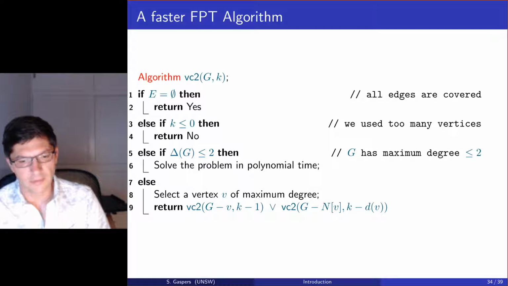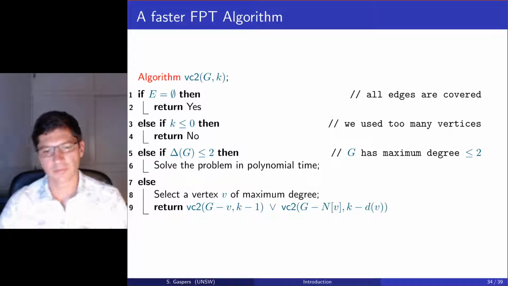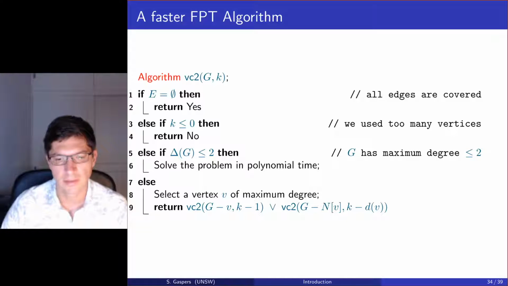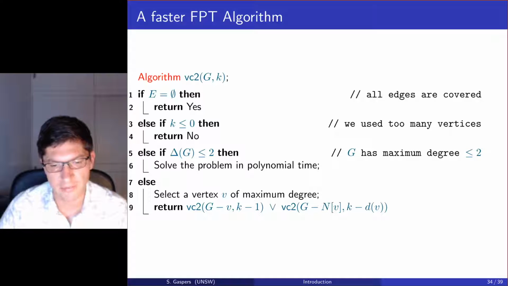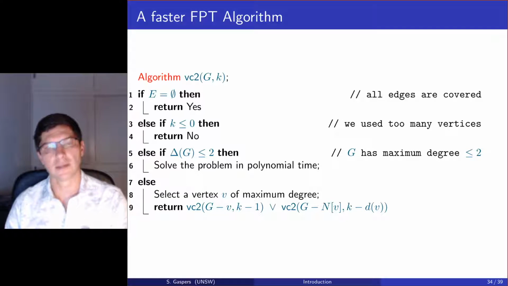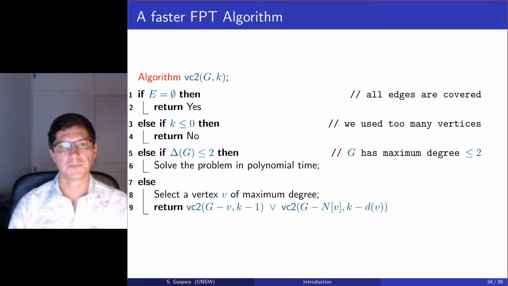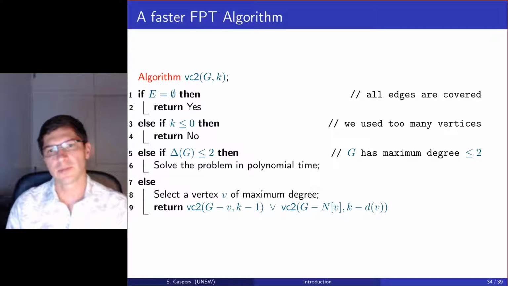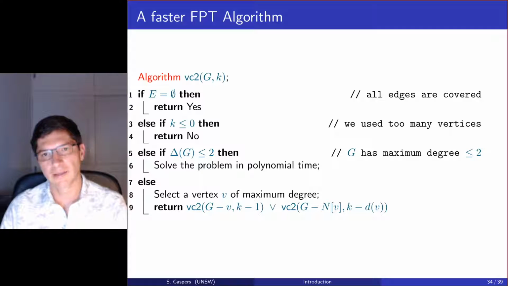So this is the second algorithm. The first 4 lines are the same as for the first algorithm. So if we have covered all the edges, then we're done. If our budget has become 0, then we are done. If the maximum degree of G, so this delta here, that's the maximum degree of G, so the largest degree of a vertex in G, if that one is at most 2, then we can solve the problem in polynomial time.